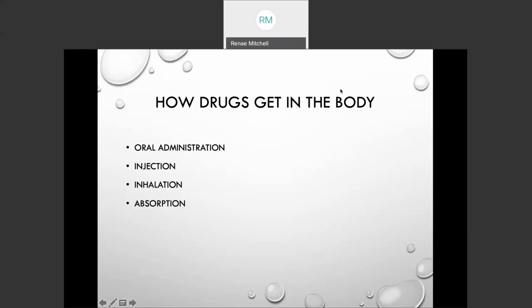So getting into the body, the routes of administration, there's four ways that drugs can get into the body. There's orally, there's through an injection with a needle, inhalation through the mouth or nose, and absorption through the skin.